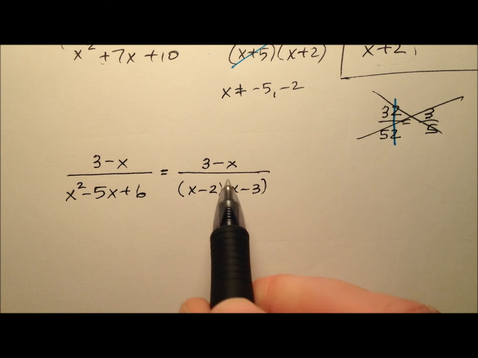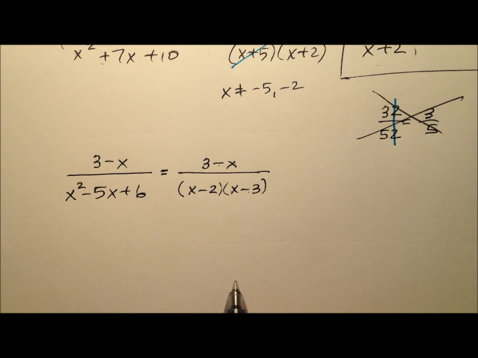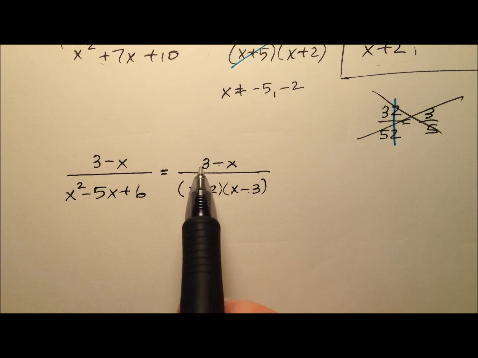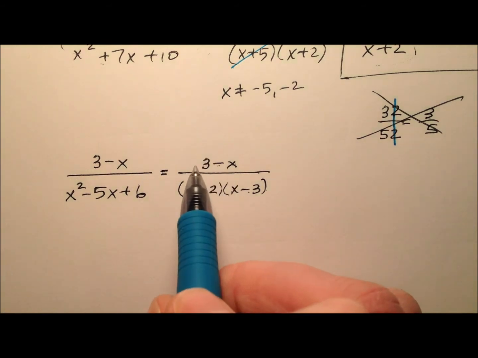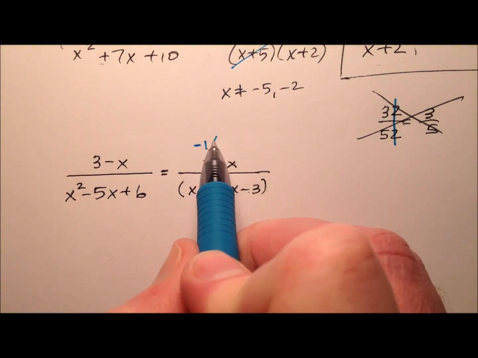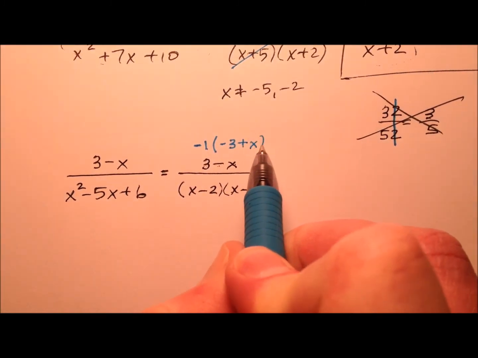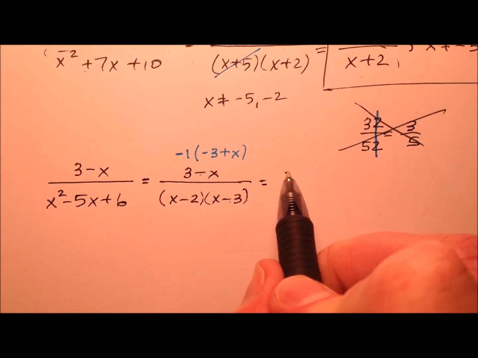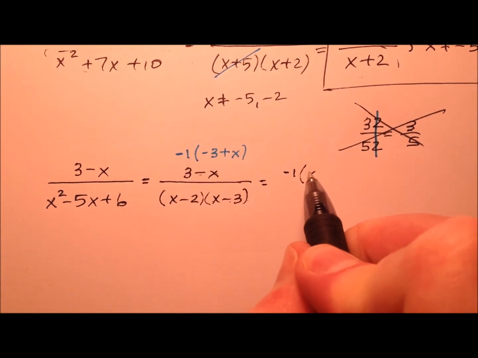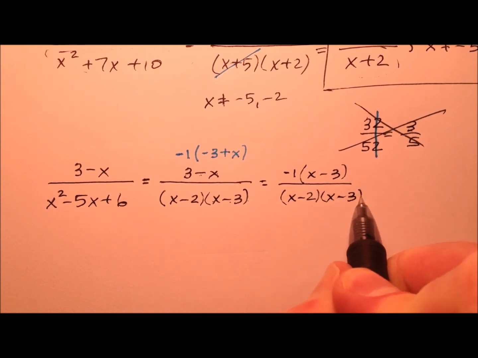but we're going to do a little something here because 3 minus x and x minus 3, they look pretty close to being the same thing. They're both subtraction. It's just that my terms are flipped. 3 minus x, x minus 3. So here's a little thing I'm going to do. In the numerator, I'm going to factor out a negative 1. And when I do that, I'll have negative 3 plus x. And now let's rewrite this. So negative 1, but let's switch the order. So x minus 3 over x minus 2, x minus 3.